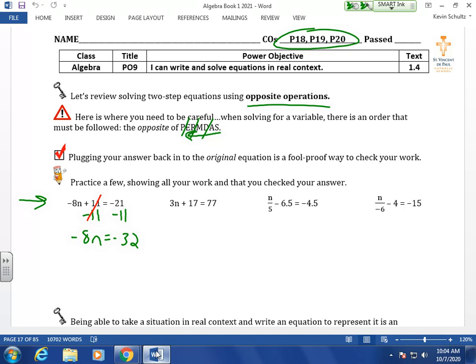What's our second step of our two-step equation, right? This is a two-step equation because there were two things that needed to be undone. The addition, which we did, and now the multiplication. Blake? We're dividing both sides by negative 8.